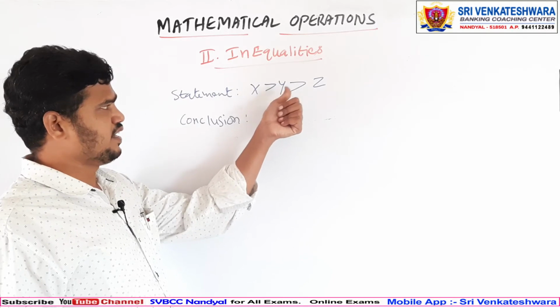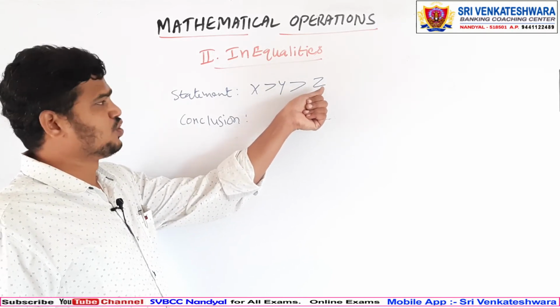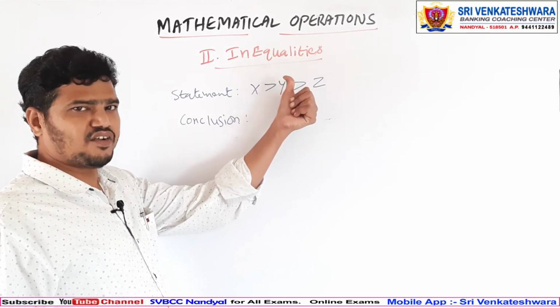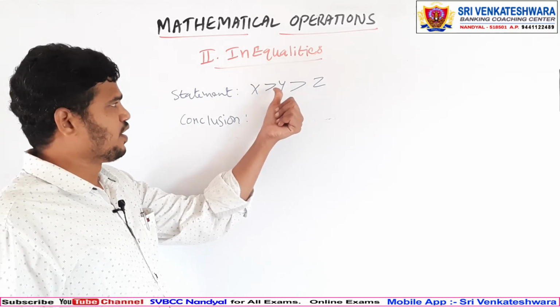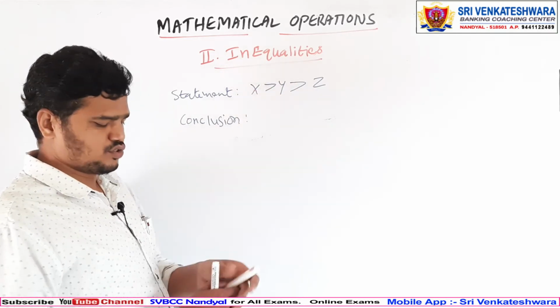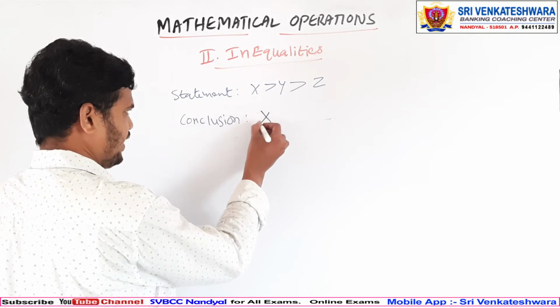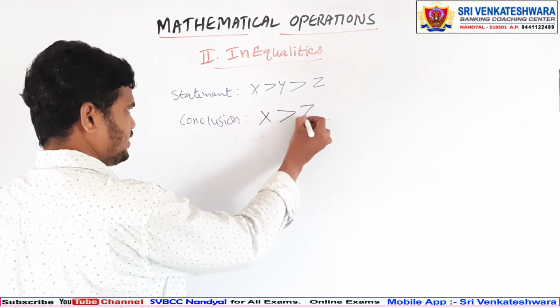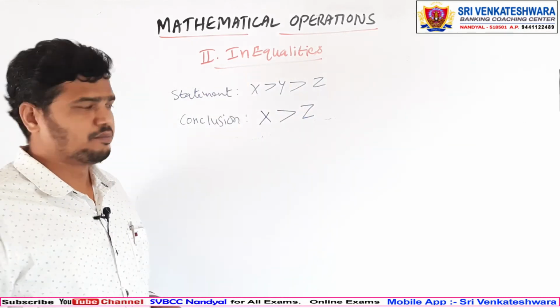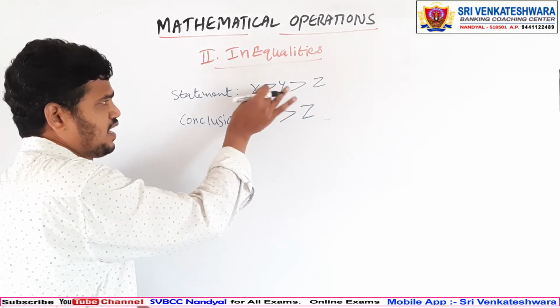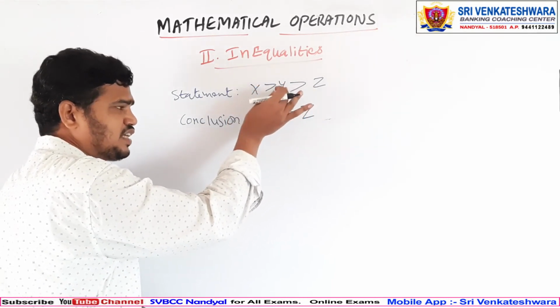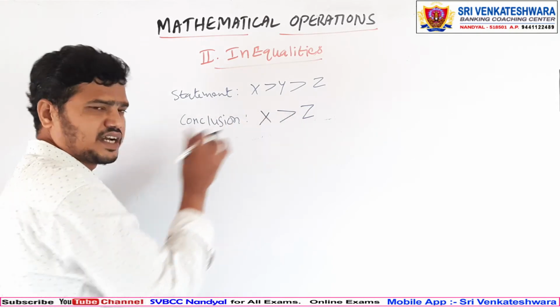Next, y greater than z. So y is larger than z. Okay, so x is larger than y. So how can we write here? Finally, we can write one conclusion: x greater than z. Because this value z is less than y, and this value y is also less than x. So that's why we can have x greater than z.